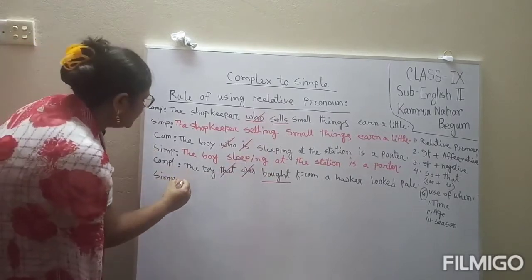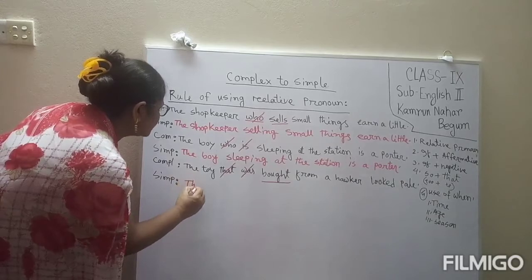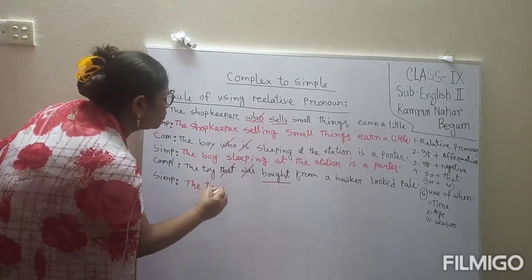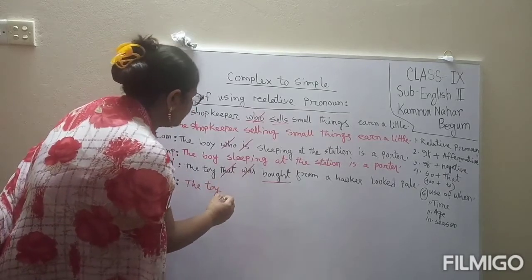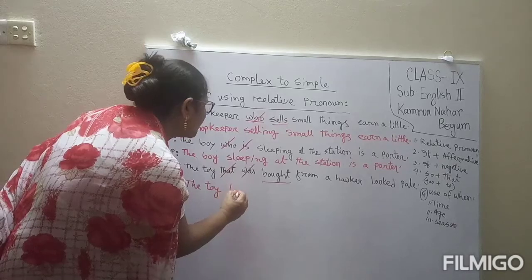So what will be the simple sentence? At first write the subject, the toy. Yes, the toy. Vanish that and the auxiliary verb and keep the past participle form of the verb.